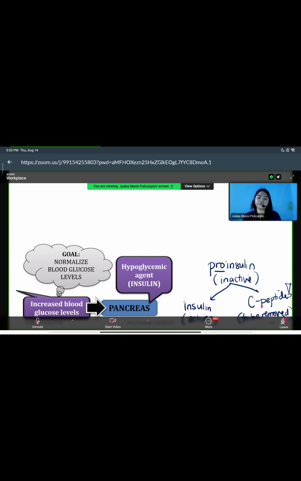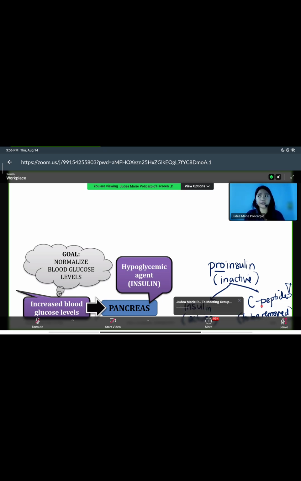Okay, so fragment to be removed para ma-convert natin si proinsulin to convert the proinsulin into insulin. So to convert the proinsulin into insulin, we need to remove a certain fragment, and that fragment is your C-peptide. Okay, so recall question yan ha, so try to be at least familiar with it. Okay, pero either way, ayan na ma'am, meron na tayong insulin. And insulin is capable of lowering the blood glucose level.